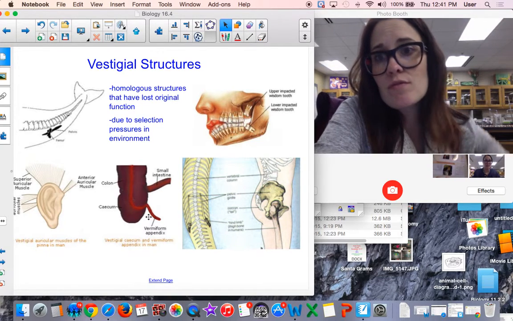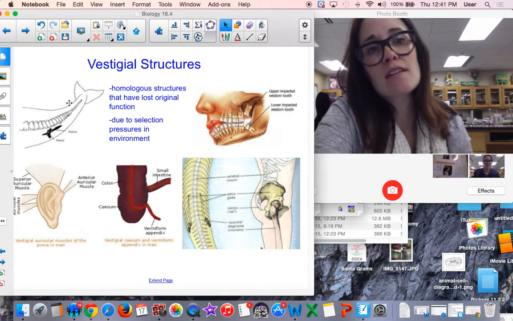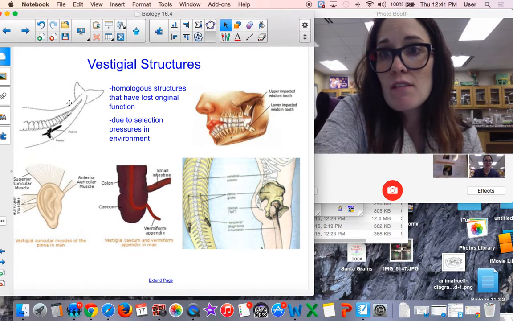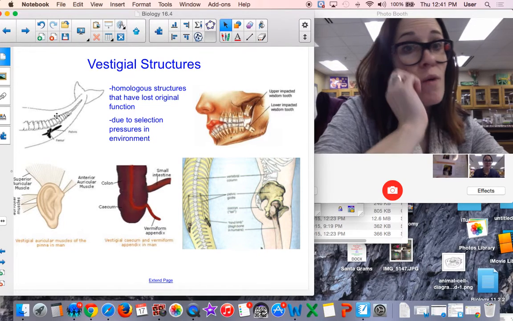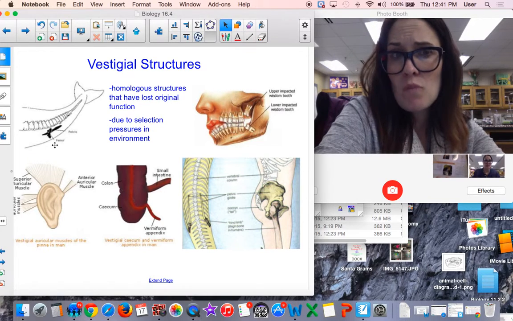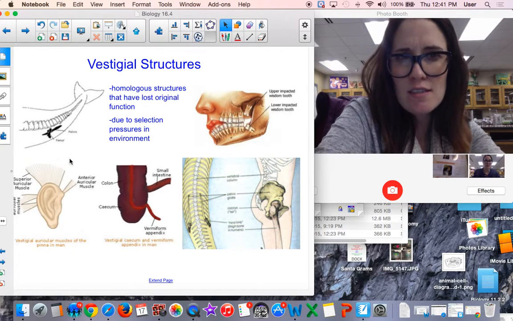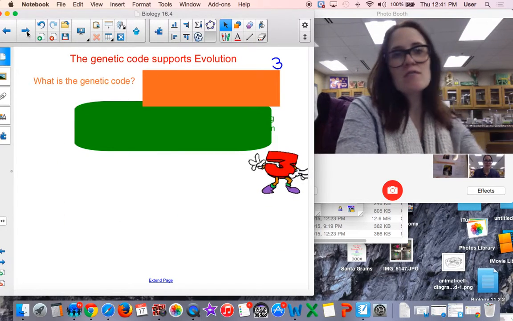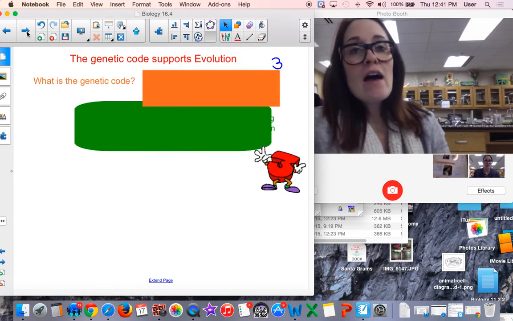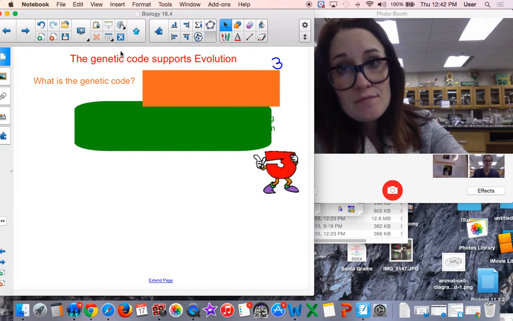In whale bones, here's the end of a whale skeleton. You can see their vertebrae right here. Whales swim, they don't walk, correct? But they still have a femur and a pelvis, which an animal that would walk would have. Why do they still have it? That's a vestigial structure. The third evidence for evolution is the genetic code.